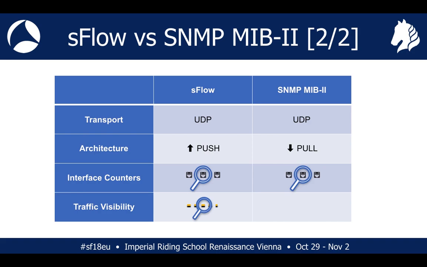In addition, while sFlow has a push architecture, as we have seen before, SNMP is a pull architecture. A pull architecture means that you have to query the SNMP device to get something back. Whereas with sFlow, you don't have to query the sFlow agents. They unsolicitedly send you the data.